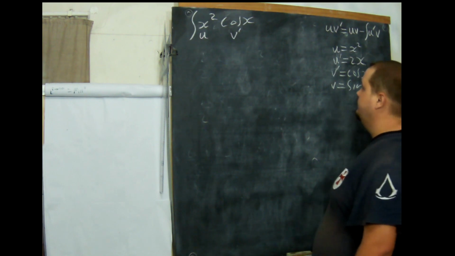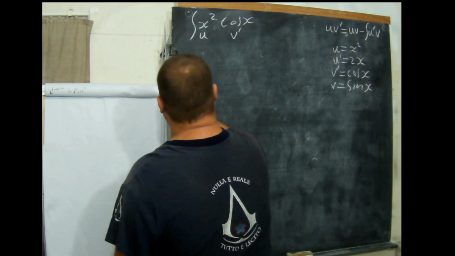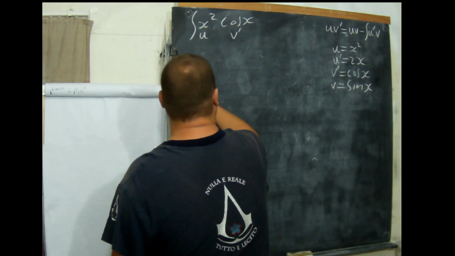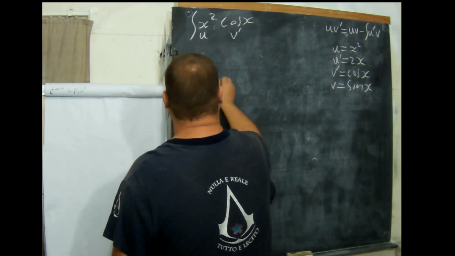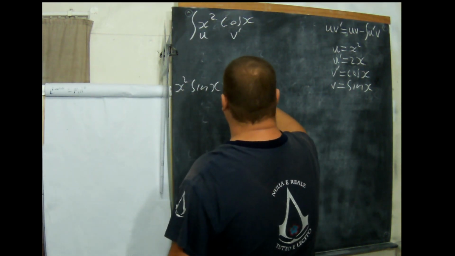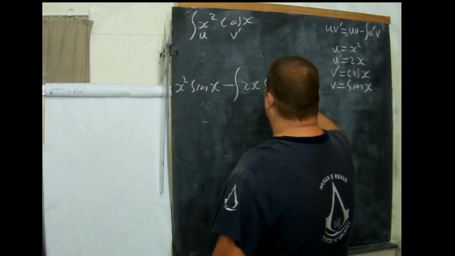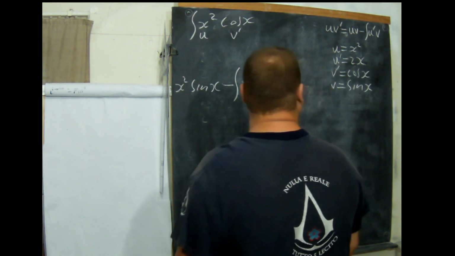Now what we need to do is put that inside our formula. So we have x squared sine x minus the integral of 2x sine x.